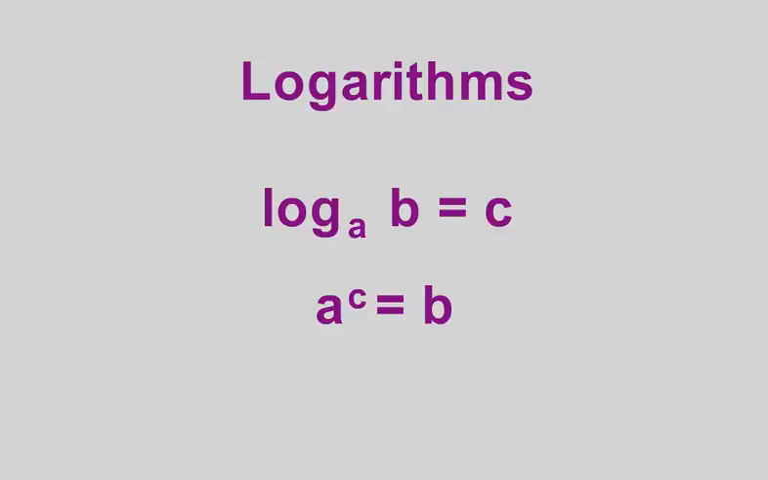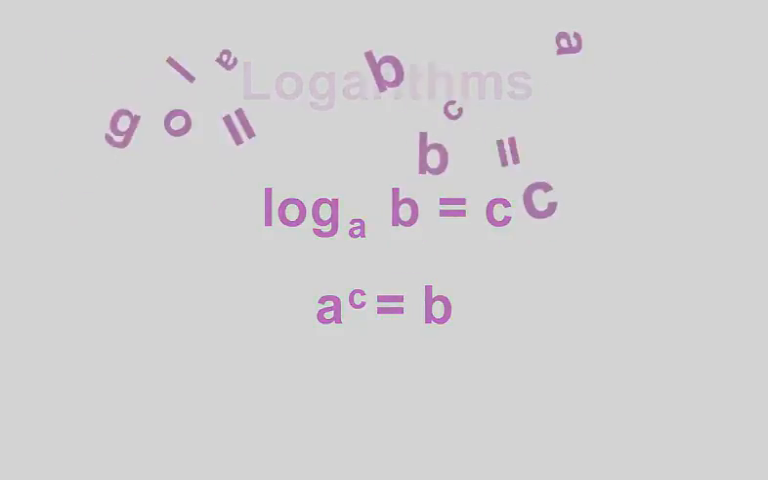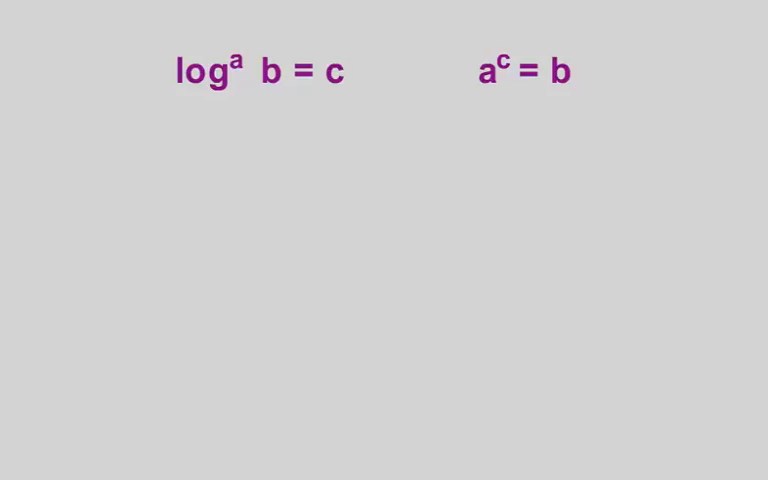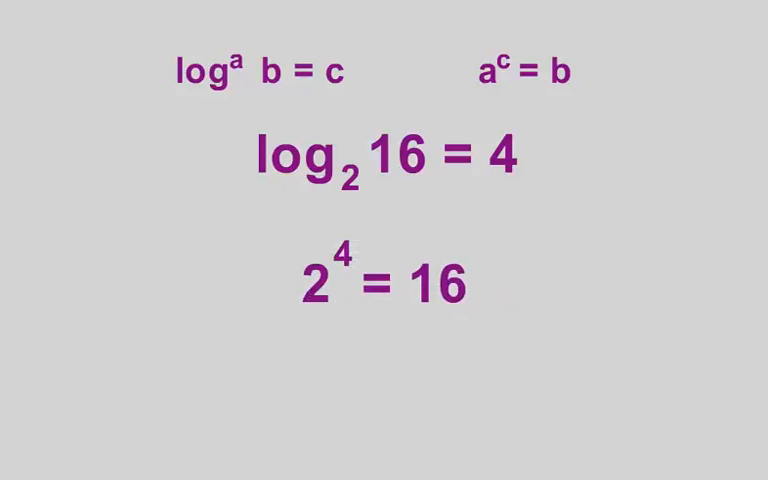You will also probably see logarithms. Now remember that the log base A of a number B is equal to C. Another way to express this is A to the C equals B. So putting numbers to it, log to the base 2 of 16 equals 4. Or in other words, 2 to the 4th equals 16.